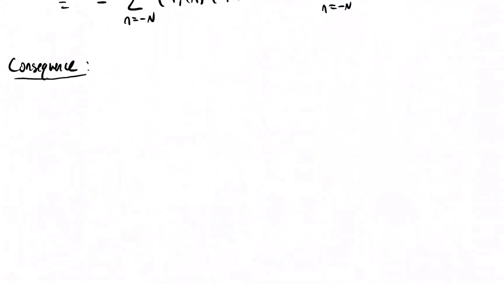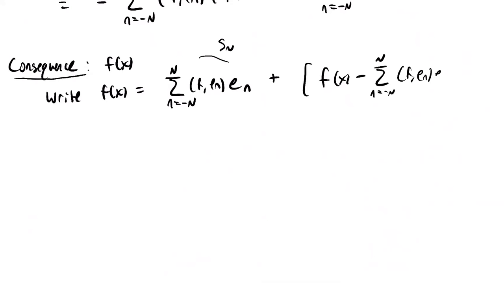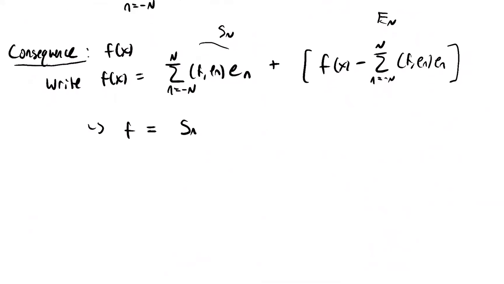Well, let's suppose I have my function f of x. I can write my function f of x as a sum of the error term from before and its partial Fourier sum. So I can write f of x as the sum from minus capital N to positive capital N of the partial sums for the Fourier series in this range, so I can write it as Sn, plus the difference of the two: plus f of x minus the sum from n equals minus n to n of this partial sum. And so this was En. And so this tells us that f is equal to Sn plus En, but these two functions are orthogonal.